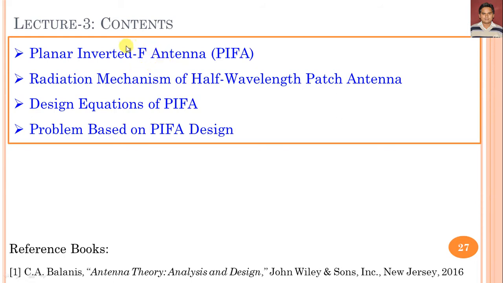Initially, the introduction to the planar inverted F antenna, then the radiation mechanism of the half wavelength microstrip patch antenna, then the design equations of the PIFA antenna, and some problems based on the PIFA design. The contents of this lecture are prepared with the help of this reference book.